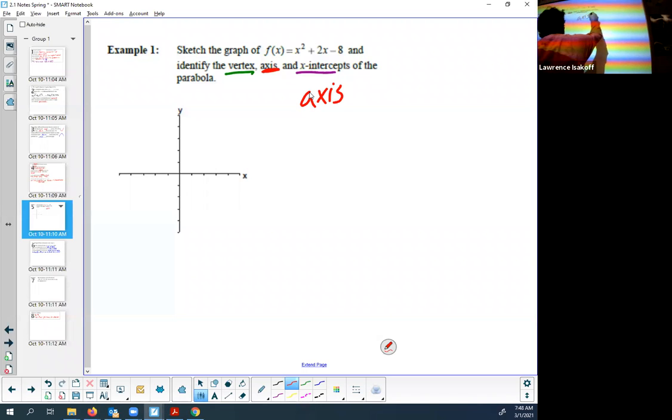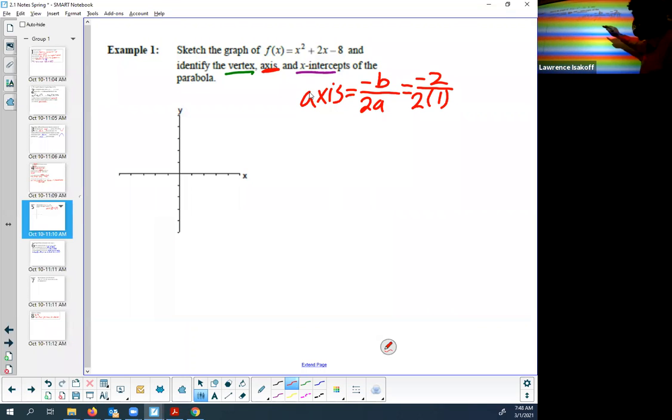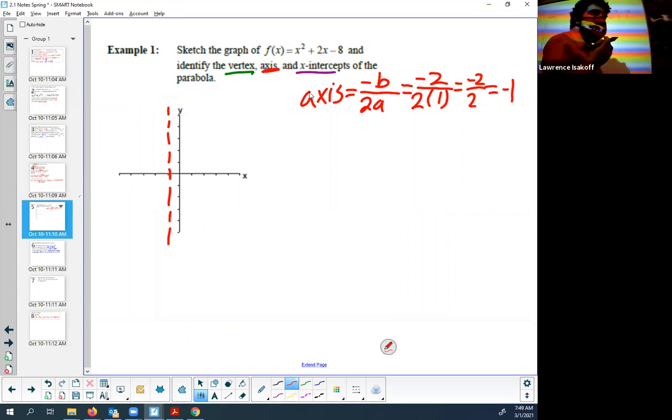So for the axis of symmetry, that is negative b over 2a. My b value is 2, so that's going to be negative 2 over 2, and there's nothing in front of x squared, so that's 1. So that's going to be negative 2 over 2, which is negative 1. So at x equals negative 1, I'm just going to draw a vertical dashed line. That dashed line represents my axis of symmetry. Any questions so far?